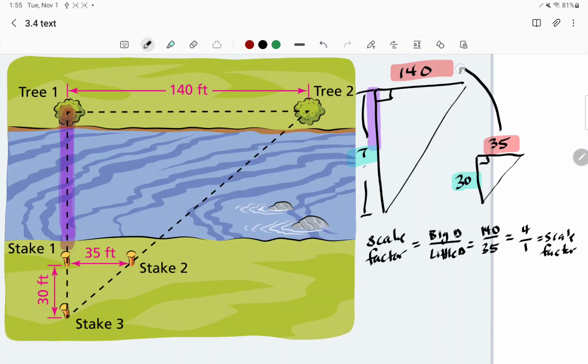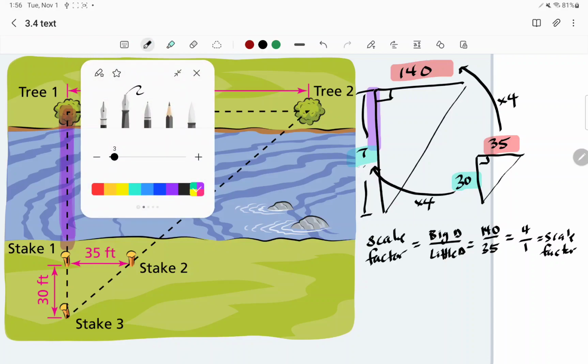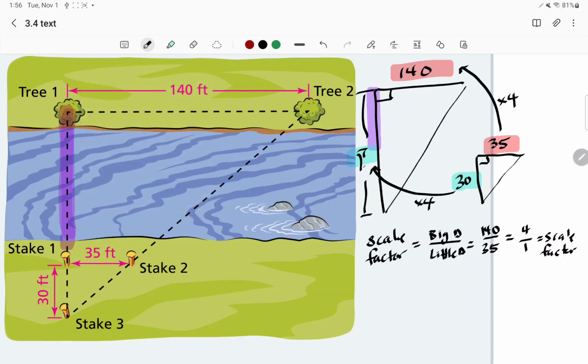Meaning we multiplied all those sides times 4. So we're going to need to do the same thing. We're going to need to take 30 times 4 as well. And now that question mark right here turns into 120, because we now know what that is. The 30 times 4 is 120.